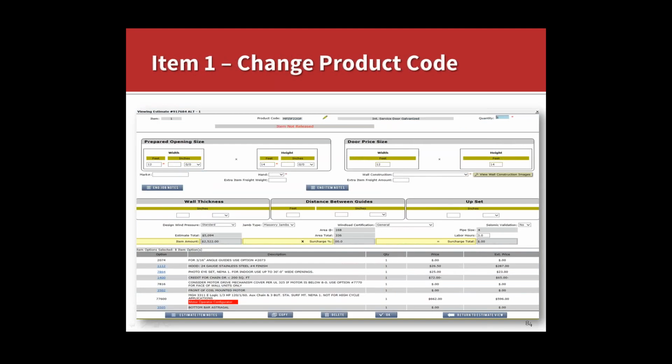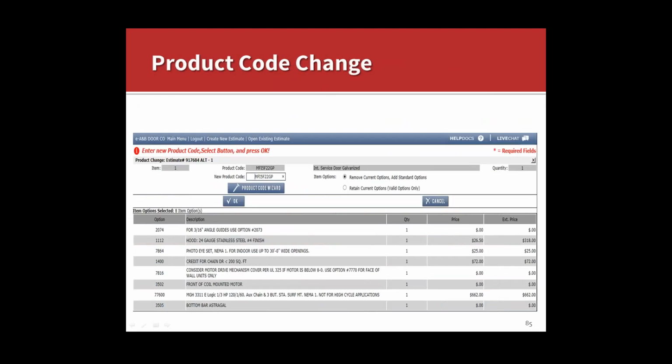The system will then take us to the item information screen where we can start the process of editing the product code. Click on the pencil to the right of the product code. You can update the product code by either changing it in the new product code field or by using the wizard. Then you can select whether the system needs to remove the current options, add standard options, or retain current options that are valid. You will have to repeat this process for line item 2.